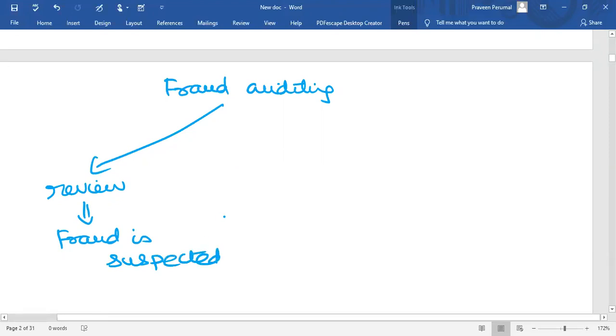So why do entities do it? The entities do them as a precaution to prevent fraud from happening and to catch it before the loss magnifies. So this is done as a precaution.